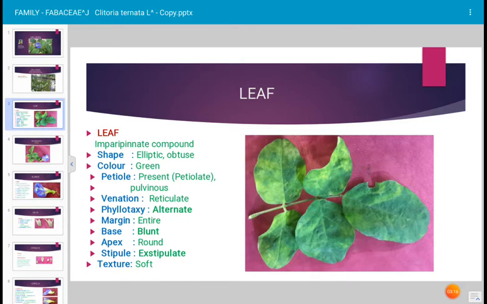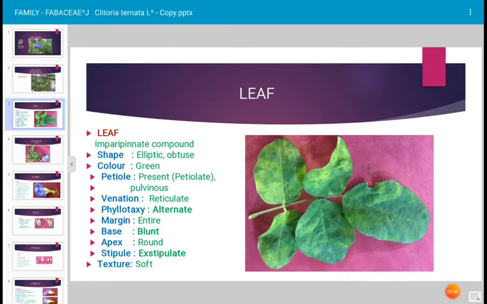And venation. The venation is reticulate, because this is a dicot plant. Reticulate venation is there in the leaflets. Phyllotaxy: how is the arrangement of the leaves? Arrangement of the leaves on the stem is alternate, and the margin of the leaflet is in continuation, that is entire, and the base of the leaflet is blunt. And the apex is round, as I already told you.